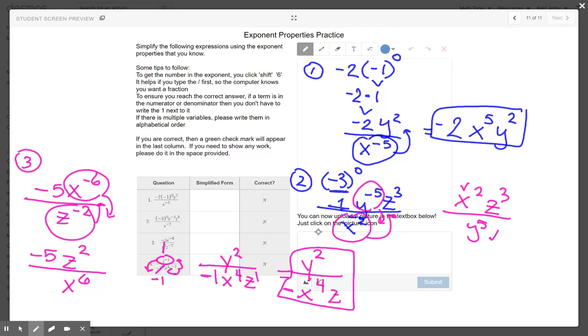So the goal in this practice is honestly to remove the negative exponents. If they have a negative exponent and it's in the numerator, you move it down. If the negative exponent was already in the denominator, then you have to move it up. We're not going to touch negative bases. It's only negative exponents.